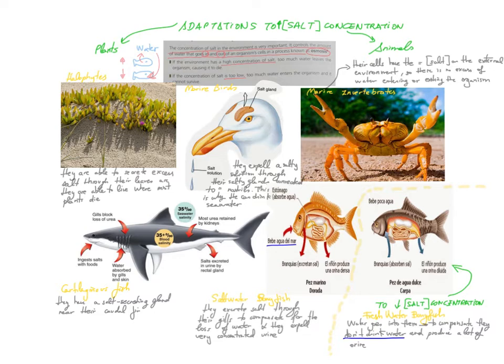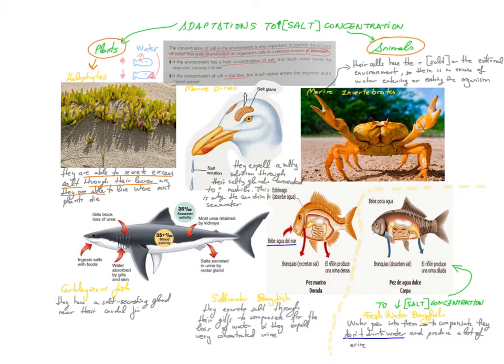Okay, the adaptations can be in plants or in animals. For example, in plants we find halophytes. Halophytes are able to secrete excess salt through their leaves because they are living in an environment with a lot of salt.